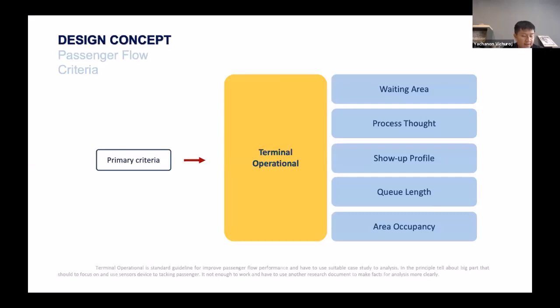Next, the result of the study. For the theory, I use the document of the ACI World Airport IT Committee as a guideline. This document is a guideline for improving an airport terminal to be a standard terminal. It talks about the waiting area, the process, how to show up the profile, the queue length, and area occupancy. The theory says that we have to know passenger behavior.